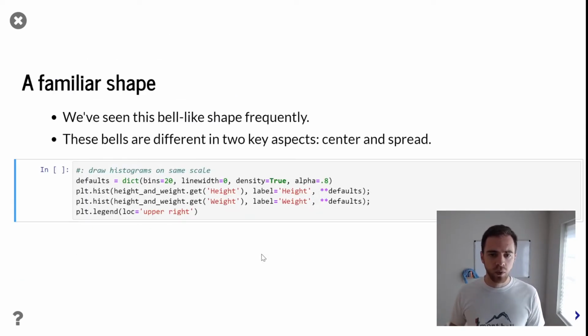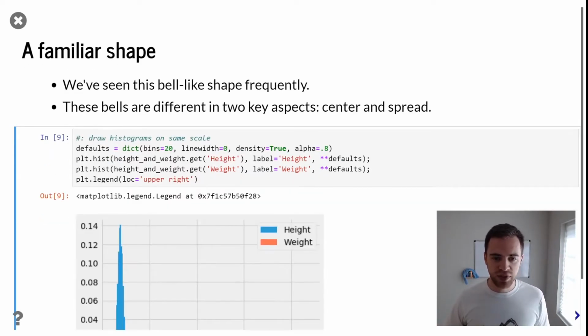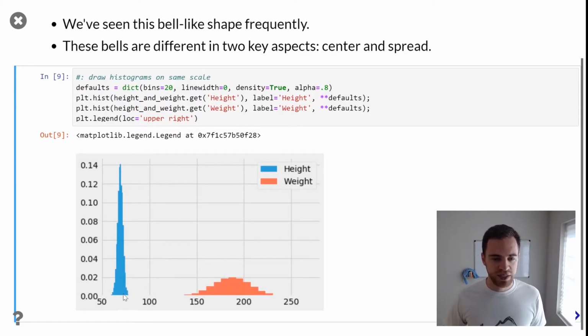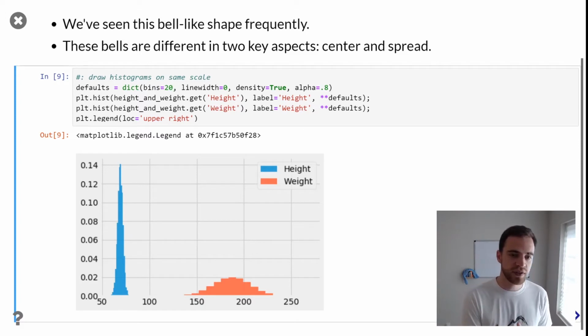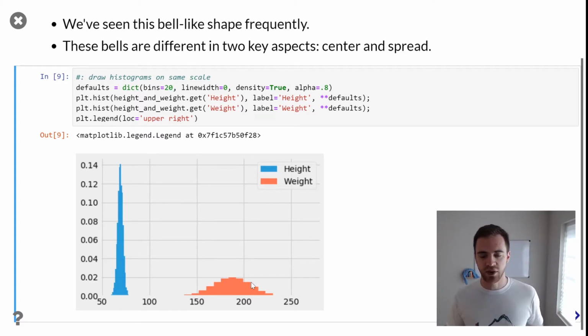So we've seen this shape over and over again, and every time we see this shape, the only thing different about it between two different times we see the shape is where that shape is centered and how wide it is. So let's plot these two histograms on the same scale. We see that I have the histogram for the heights here, the histogram for the weights here. They have the same general shape, but one is just squashed, it's narrower, and it's centered to the left, that's the heights. And the weights are stretched out and centered to the right.